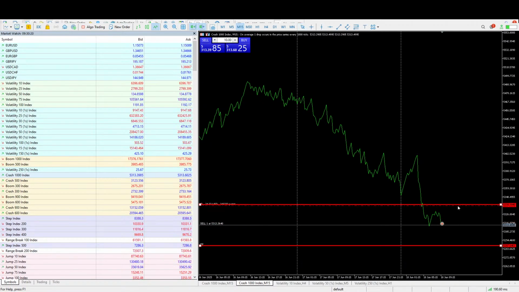Okay. Crash 1000, guys, doesn't really need a big lot size. Oh, it needs a bigger lot size actually for it to make sense, right? So you can barcode this one as well. This one is barcodable. Okay.